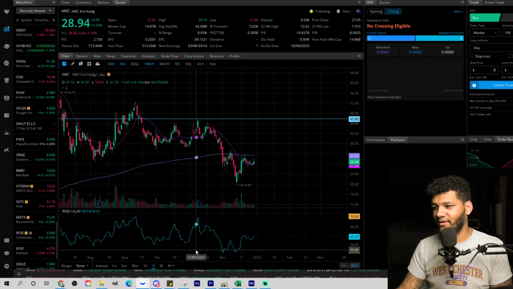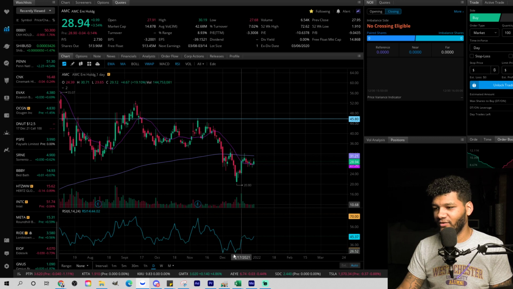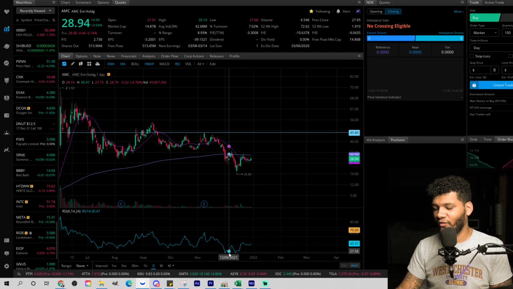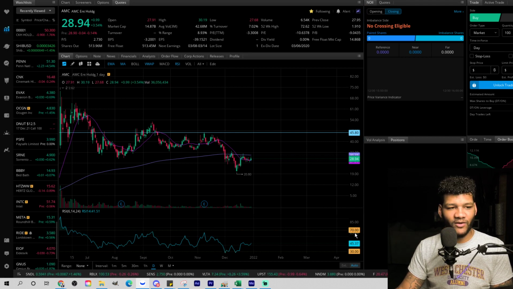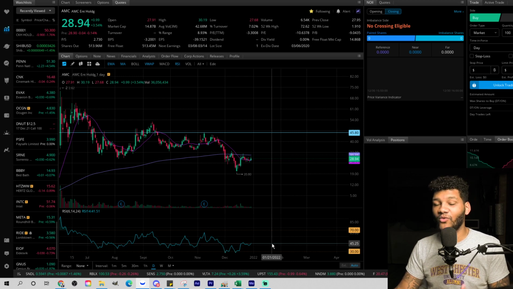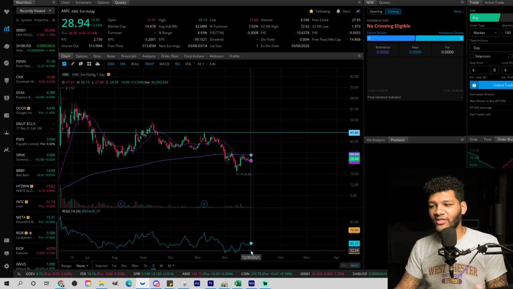You can see it all the way down here at a low of 0, right? You can see how it could be oversold, or it could be overbought. Over here in the yellow, you're going to see 70 and 30. That's basically showing you overbought or oversold conditions.